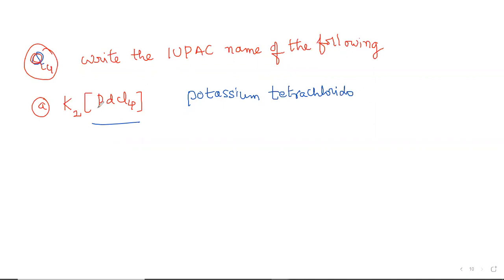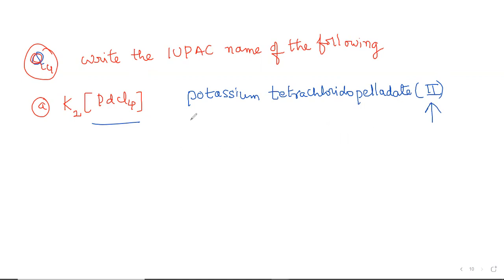And we know this is a negatively charged anionic complex. The metal name palladium will become palladate, with the oxidation state 2 inside the bracket. Why? Because if you calculate, whatever coordination entity is inside the square bracket, the charge will be -2. So how this 2 came is very clear.